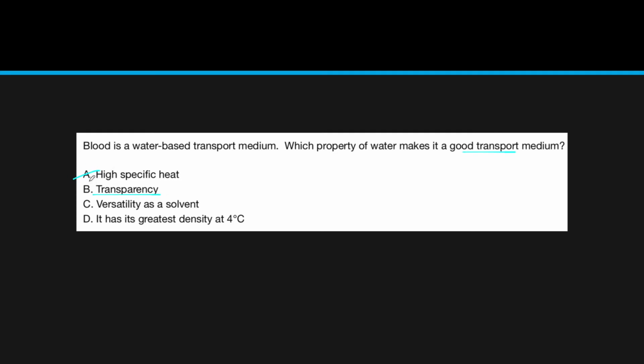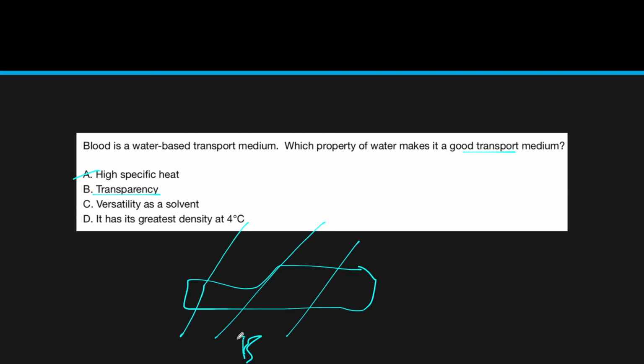Transparency. Since water is transparent, all that means is that it allows light to go through, and plants at the bottom of the ocean, a lake, or a pond can survive. So that transparency doesn't really have too much to do with the transport medium, but it is still very important for life. Versatility as a solvent. Now we're getting onto something. If water can dissolve a lot of things, then it has the ability, such as in our blood, to transport, say, glucose or salts, and all these different things. And then we have greatest density at 4 degrees Celsius. That's not really talking about transporting, so yeah, we're going to go with C.